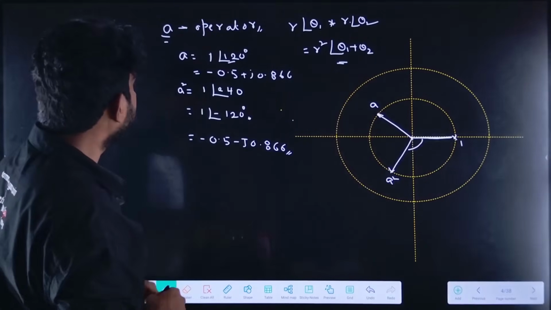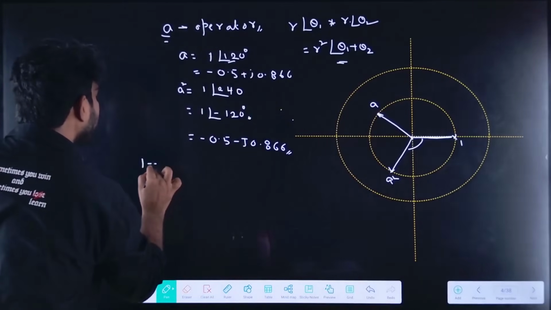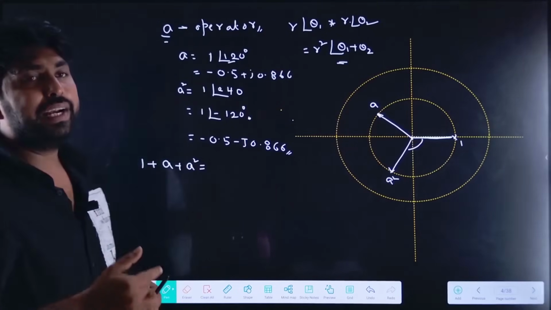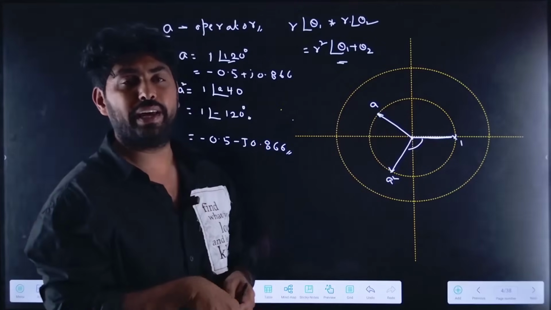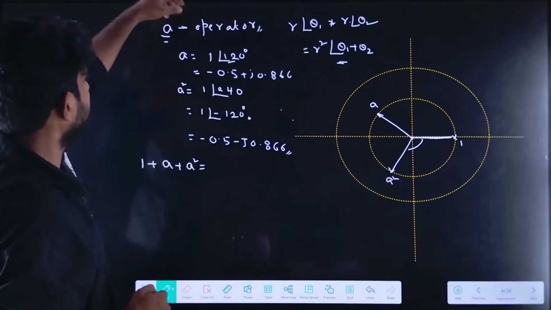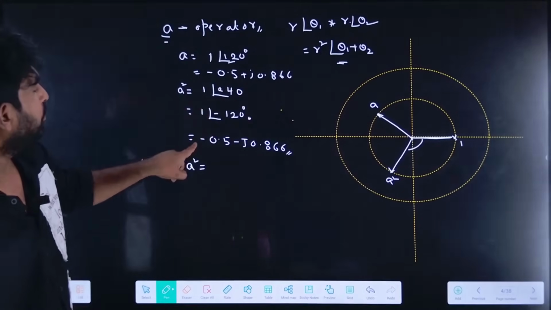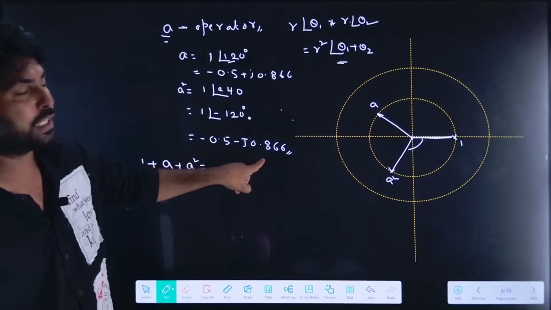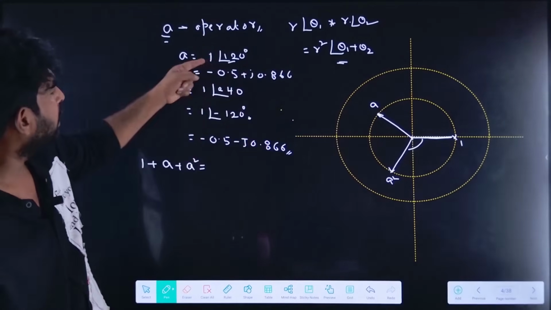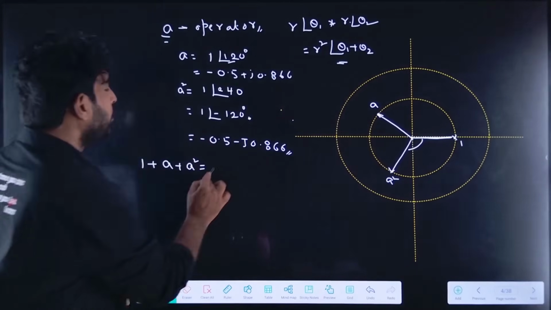Now if I want to find 1 plus A square, what is the value? For example, see here. A is minus 0.5 plus j0.86 and A square is minus 0.5 minus j0.86. The 0.86 and 0.86 will cancel out if I add both. Minus 0.5 plus minus 0.5 is minus 1. So 1 minus 1 will become 0.